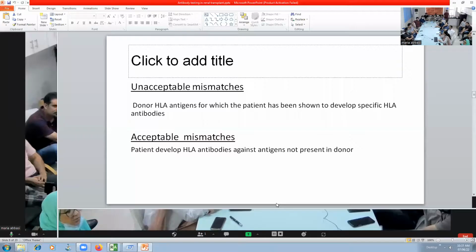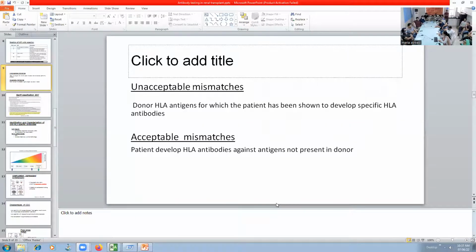Sure, sir. Basically, regarding unacceptable mismatches, when the patient has antibodies, we need to take the patient antibody results and the donor typing to determine it, which I was calling earlier the virtual cross match. What we do is see the patient DSA results and compare them with the donor typing. For example, if the patient has A24 with an MFI of, let's say, 10,000, we see in the donor typing whether the donor has A24 or not. If the donor has A24, then we term it an unacceptable mismatch.